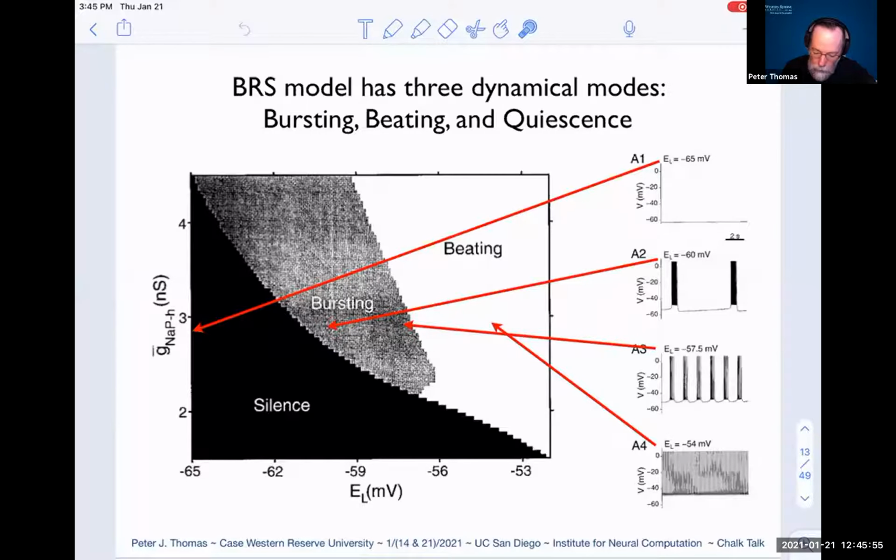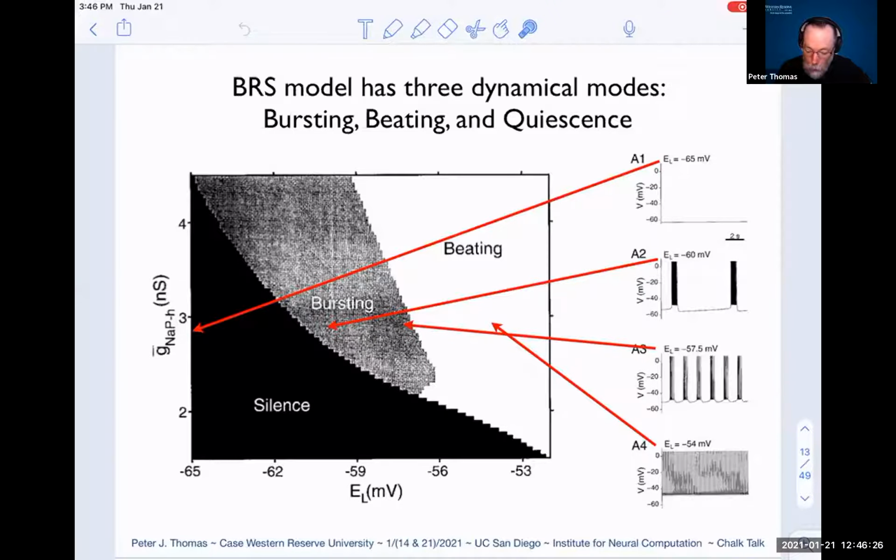So if I reduce the reversal potential for the leak, that's just like adding a hyperpolarizing constant current. So if I tend to suppress the cell, if I move this way, or if I reduce the strength of the persistent sodium current, then I end up in a silent phase in which the cell just sits at its resting potential and nothing happens.